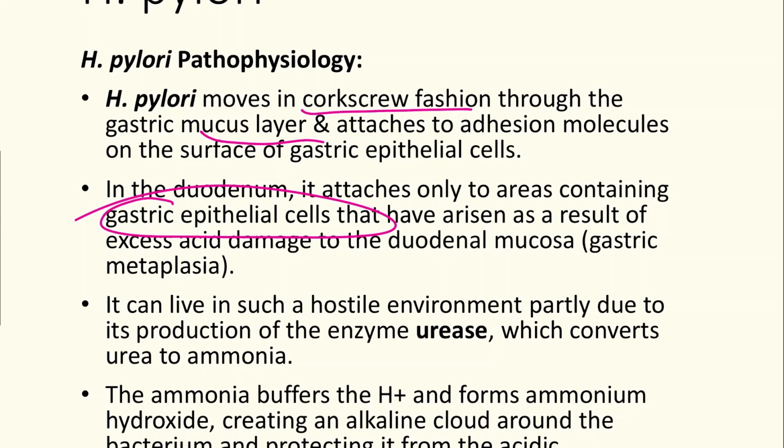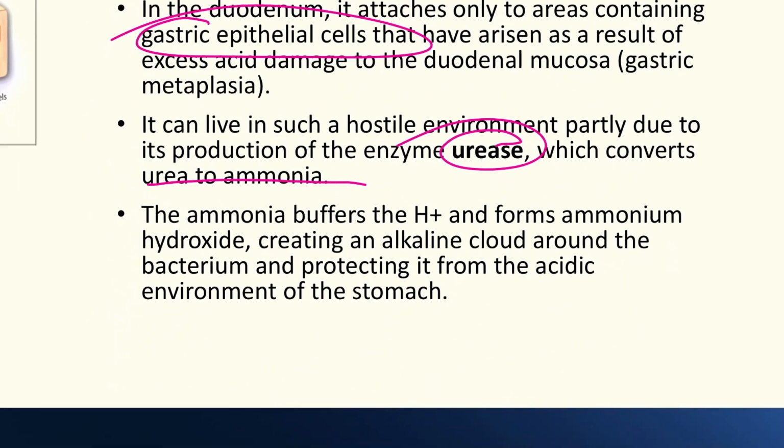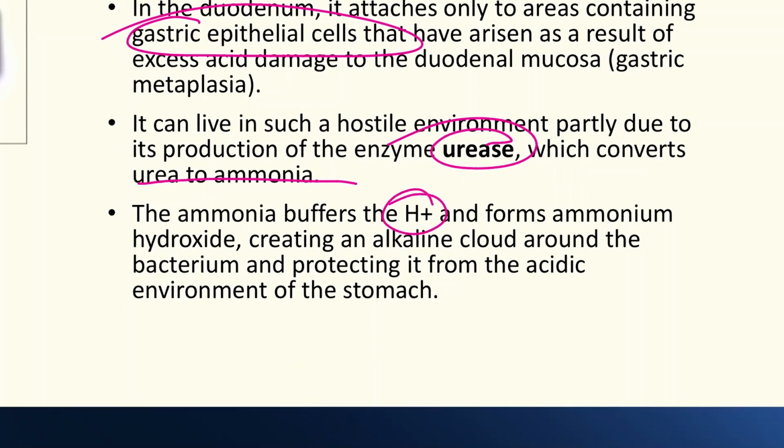It can live in such a hostile environment because it produces urease, which converts the urea to ammonia. The ammonia buffers the hydrogen from the hydrochloric acid, and it forms ammonium hydroxide, which is alkaline. So it protects itself from all the acidity. So the H. pylori is surrounded by a cloud of alkaline material, and that's how the H.